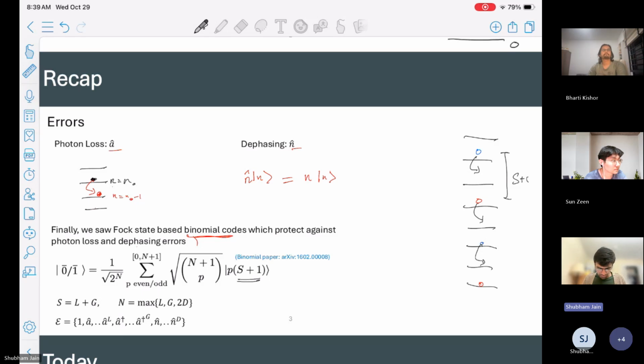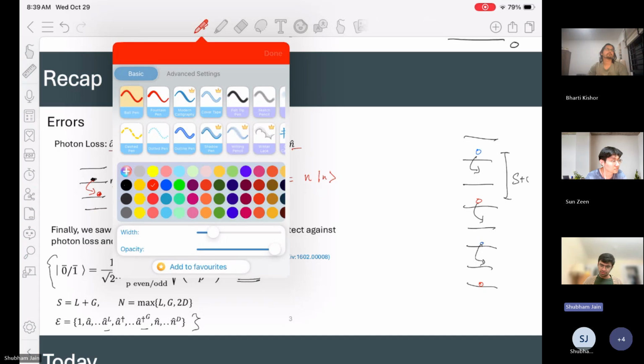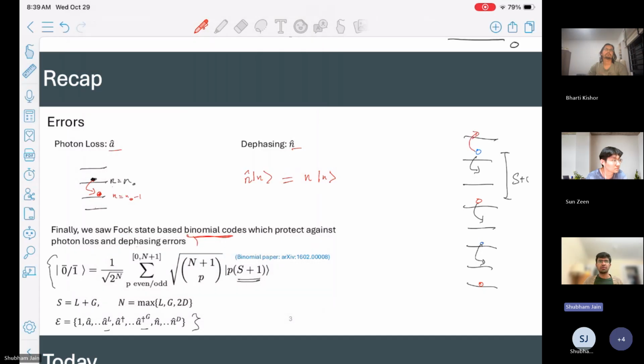And this S determines how many losses you can correct. But in general, there's a simple expression for these binomial codes which you can tailor to protect against any number of losses or any number of dephasing errors. So this is the error set here: up to D dephasings, up to L losses, and actually you can also correct against up to G photon gain errors, which would just be the same action but the other way. So these would be implemented by the creation operators. Okay, so this is all about last time.